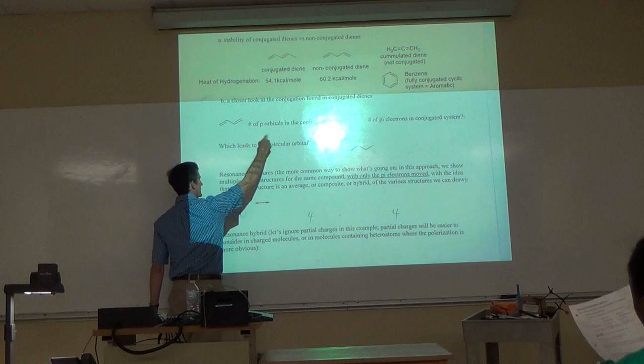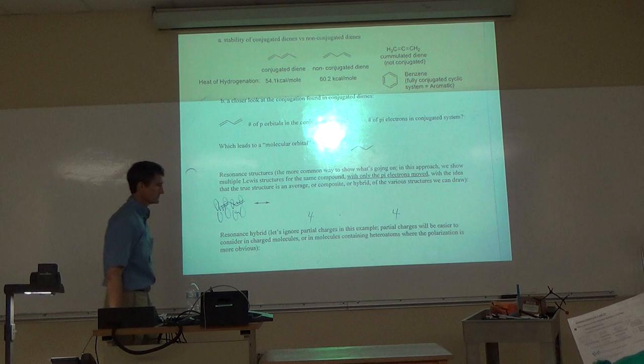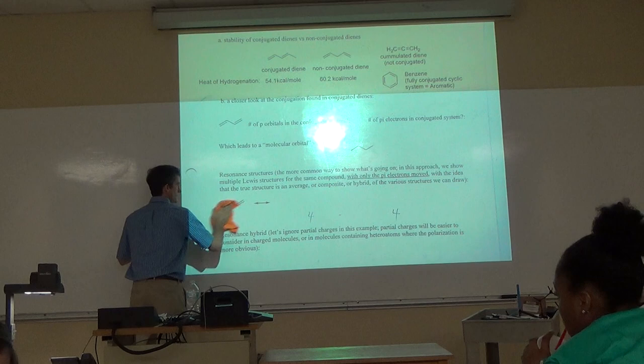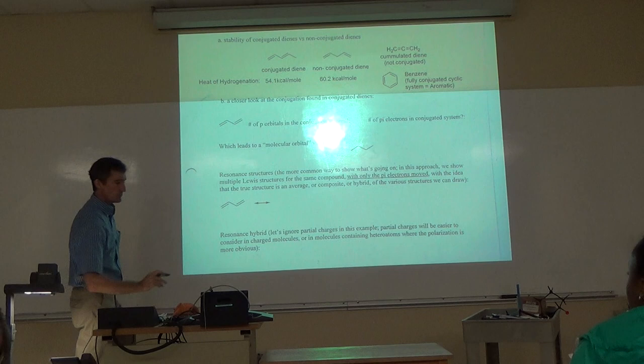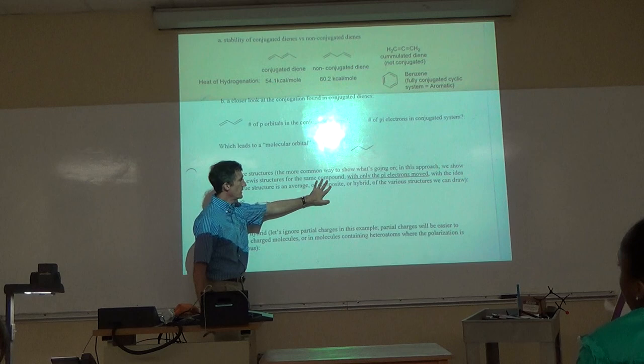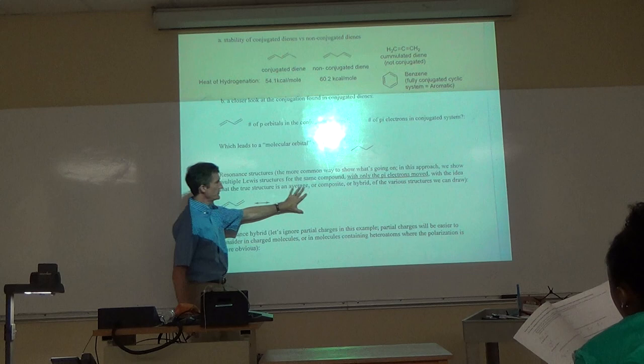Resonance structures. We need to be able to draw them. We also need to understand what they mean. What are they? It's a more common way to show what's going on. In this approach, we show multiple Lewis structures for the same compound with only pi electrons moved, with the idea that the true structure is an average, or composite, or hybrid of the various structures we can draw.